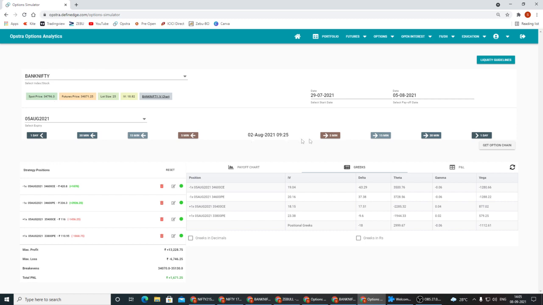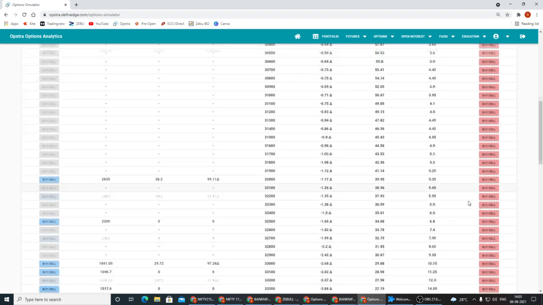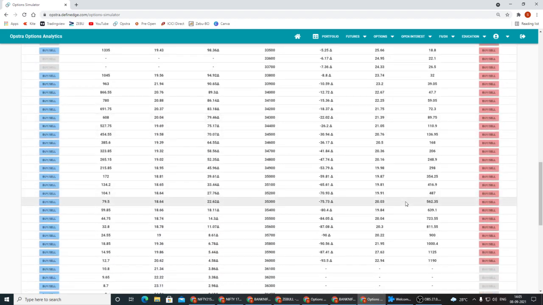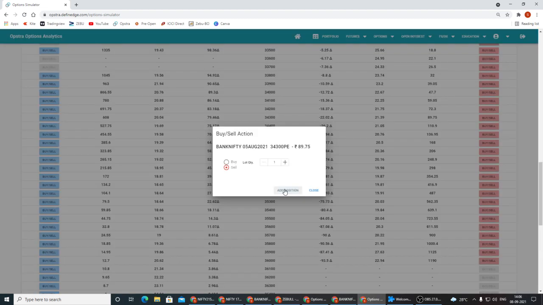Again the market is moving higher. Bank Nifty came to 34,815 and we are having a delta mismatch here. So what we can do is add one more put with 20 delta. Let's get the option chain. Where is the 20 delta? Here, 34,300. So I am going to sell one lot of 34,300 put.